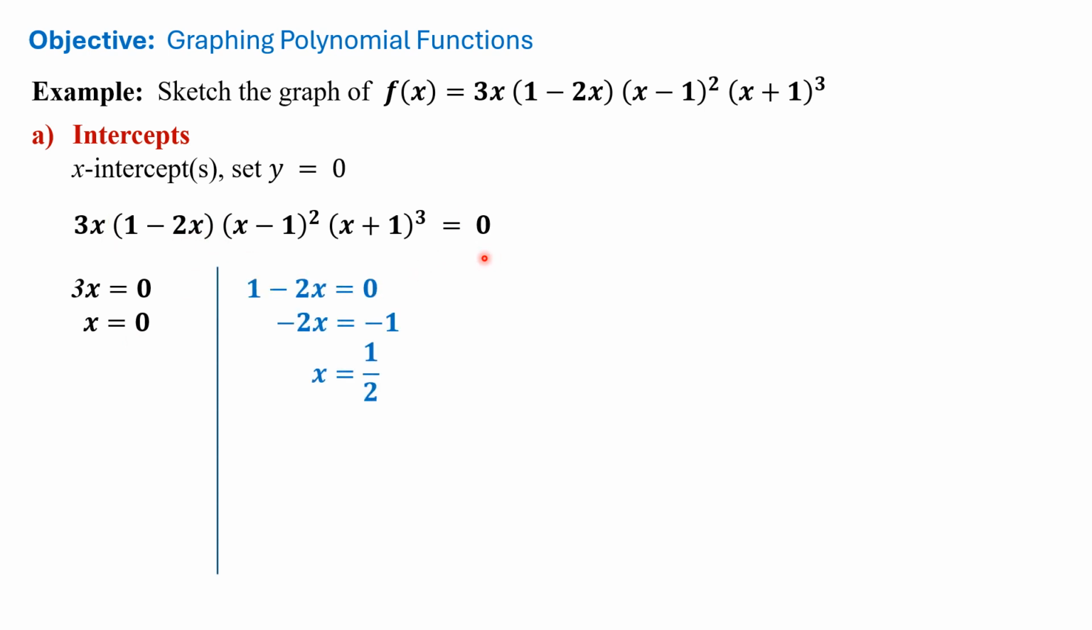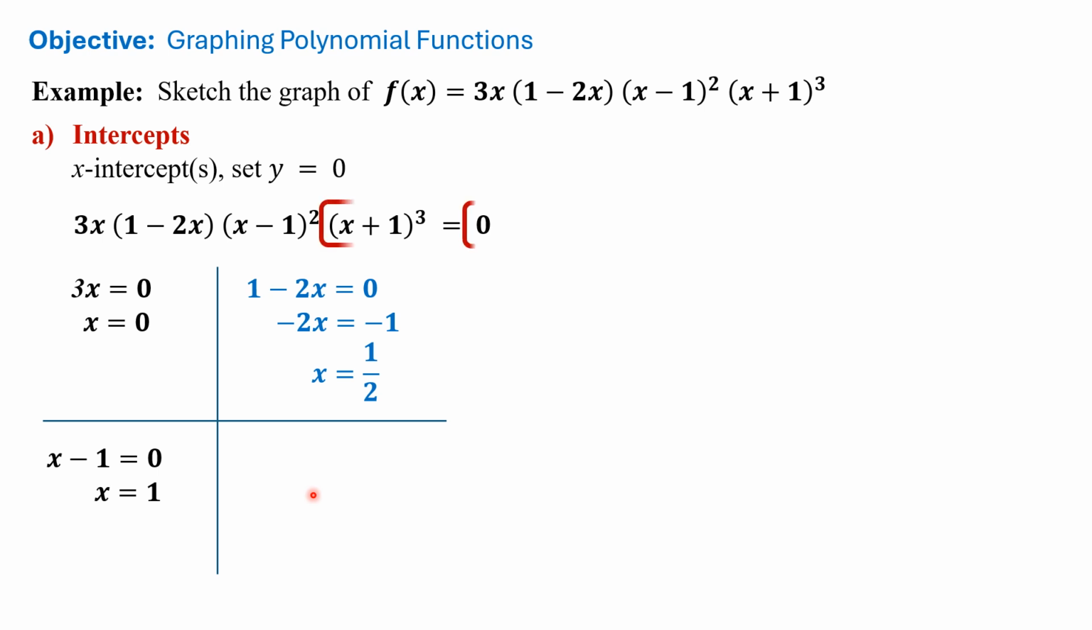So when we equate 1 minus 2x to 0, we move 1 on the other side and then divide both sides by negative 2. We get x equal to 1/2. Then the third factor is x minus 1 squared equal to 0. We can ignore the power 2 because if we get the square root of both sides, the square root of 0 is still 0. So we can equate x minus 1 to 0 and we get x equal to 1.